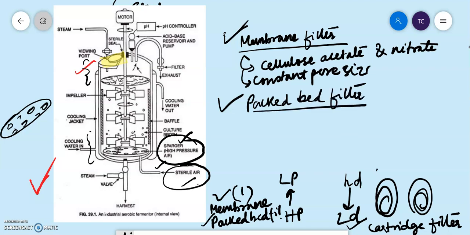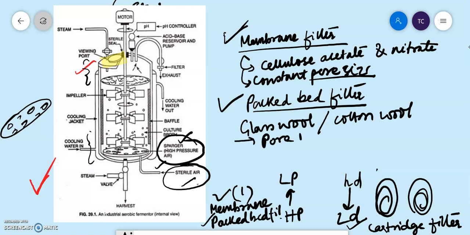If you move on to the packed bed filter, they contain glass wool or cotton wool, and this is packed in a container through which air is passed. The pore is not uniform, and these filters are susceptible to compaction and wetting, thus causing channeling. The first important thing is that here the pore was constant, but here the pore size is not constant. The pore is variable, which is not at all desirable, but it is the cheaper one. It also leads to susceptibility to compaction and wetting, thus causing channeling, which is again not desirable.